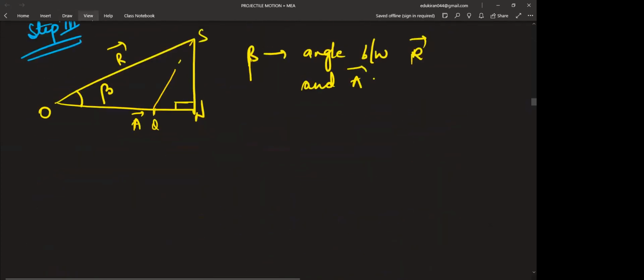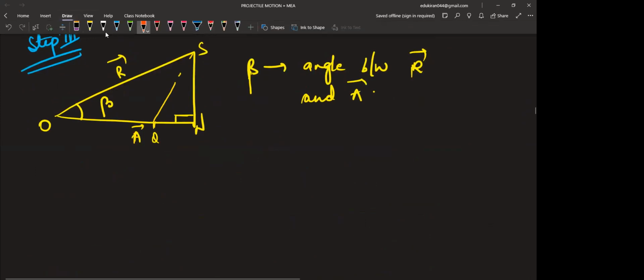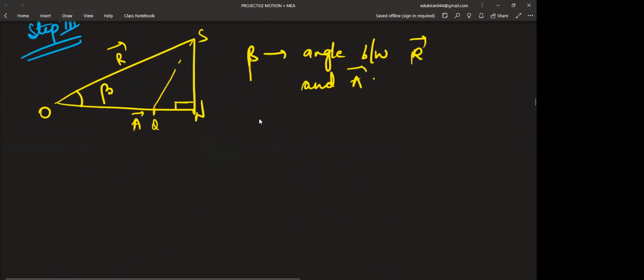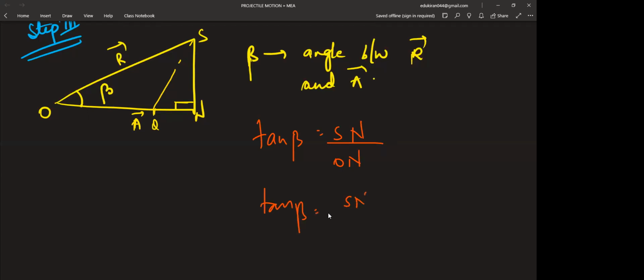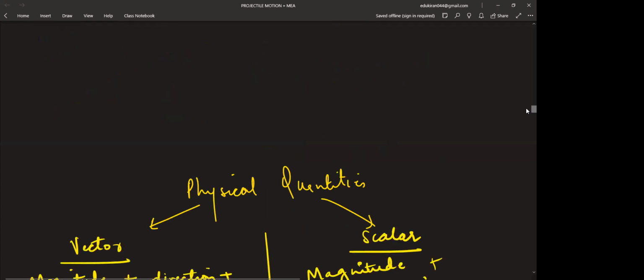Now this was our condition which we were taking. Now we will take tan beta here. So tan beta will be equal to Sn by On. Again, we can write On as a combination of OQ plus Qn. Now class, just write down the meanings of every term.